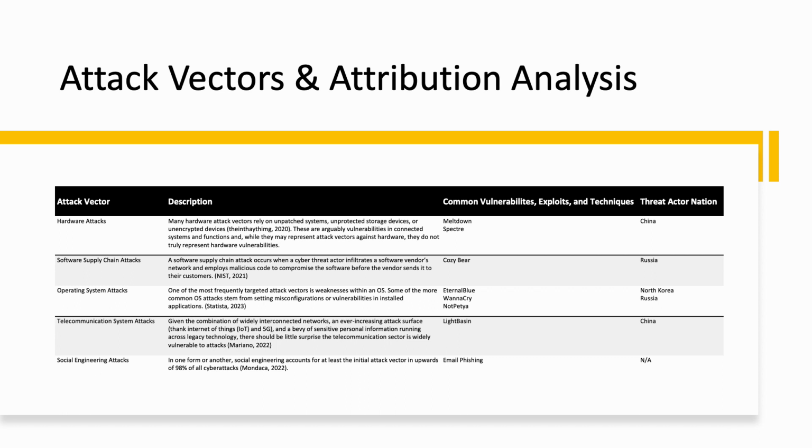Software supply chain attacks. This states that a software supply chain attack occurs when a cyber threat actor infiltrates a software vendor's network and employs malicious code to compromise the software before the vendor sends it to its customers. One of the examples that we pulled was Cozy Bear, a Russian-linked APT that infiltrated the US-based SolarWinds Orion network management software, right?